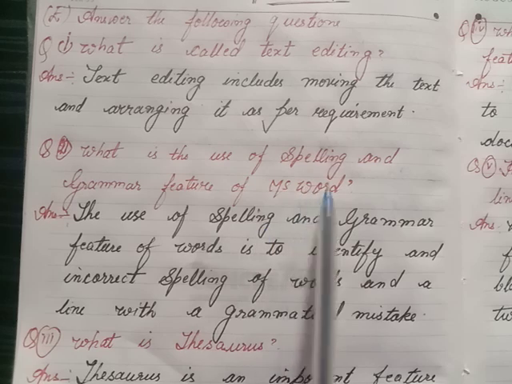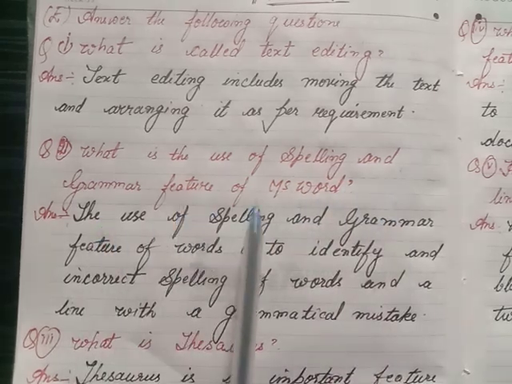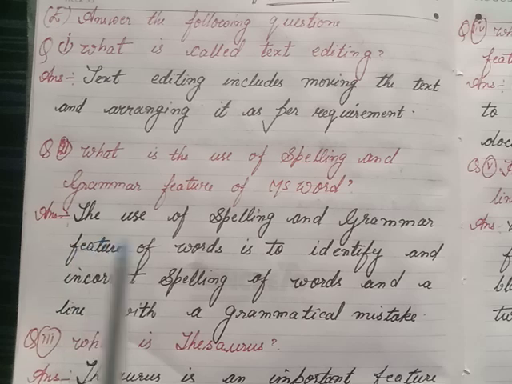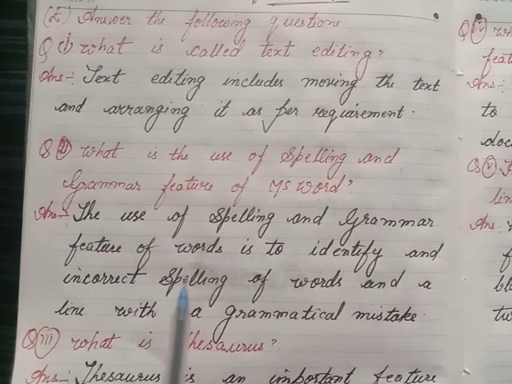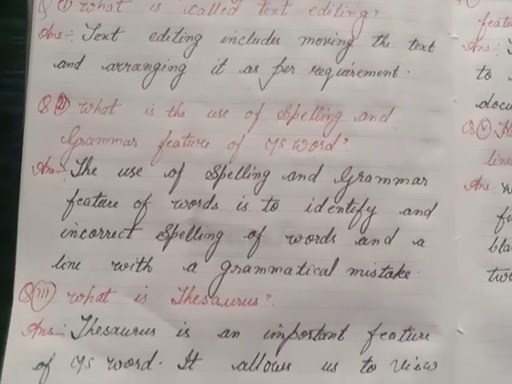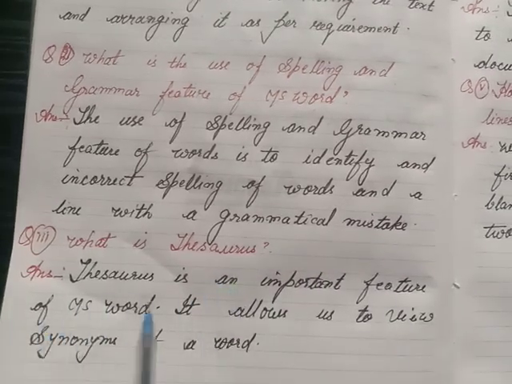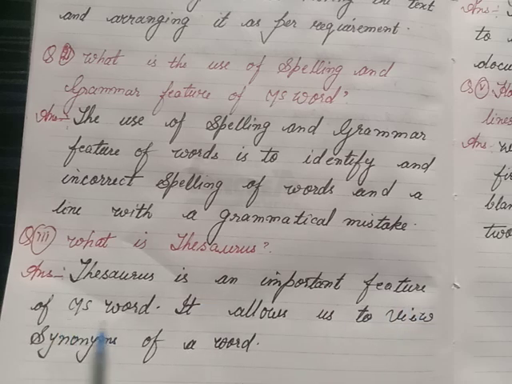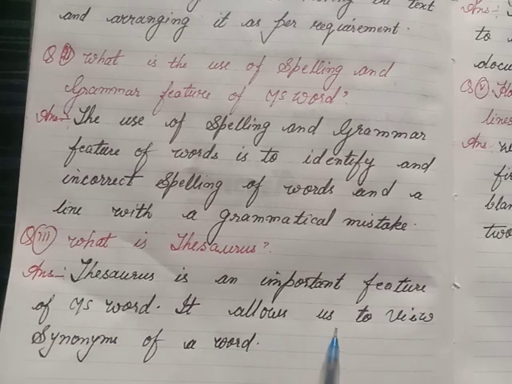Second, what is the use of spelling and grammar features of MS Word? Answer is the use of spelling and grammar features of Word is to identify an incorrect spelling of words and underline a sentence with a grammatical mistake. Third, what is thesaurus? Answer, thesaurus is an important feature of MS Word. It allows us to view synonyms of a word.